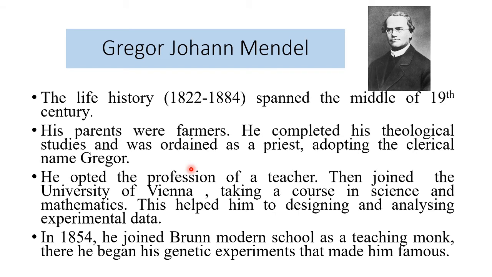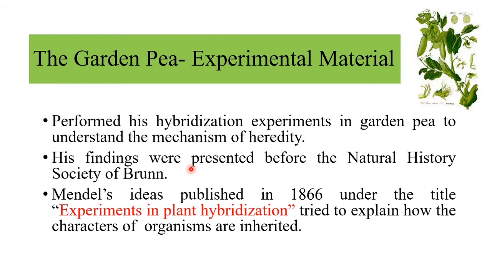He started his experiment in around 1854, and he performed his hybridization experiments in garden pea to understand the mechanism of heredity. And he began to study the passing of hereditary characters in plant hybrids.